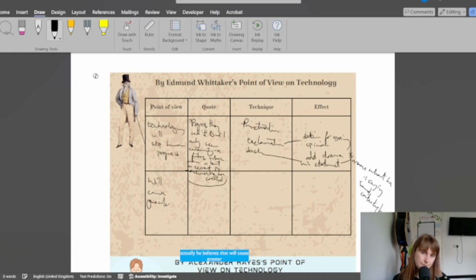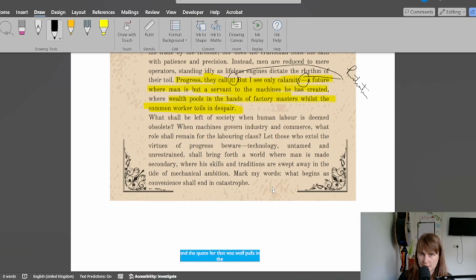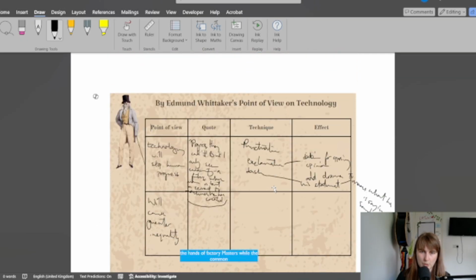greater inequality. And the quote for that was, wealth pools in the hands of factory masters while the common worker toils in despair. Notice my technique here is structural when I'm talking about punctuation. I'm now probably going to talk about language now for my next one. Okay, so wealth.